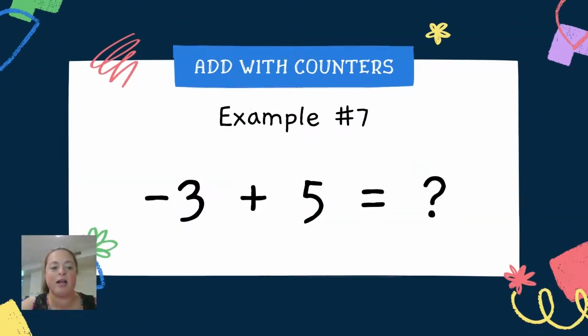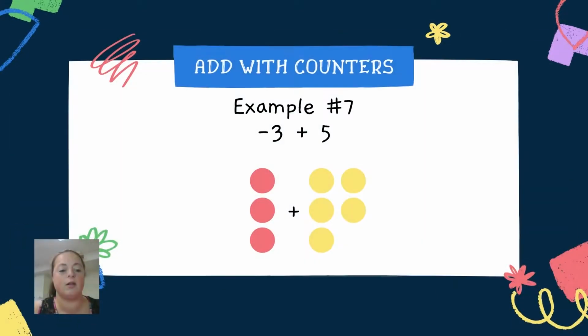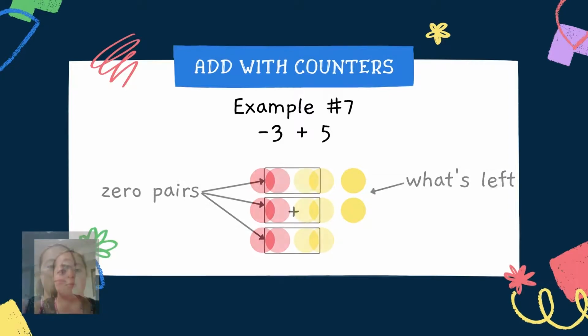In example 7, negative 3 plus 5, we have two numbers that have different signs. One sign is negative and one sign is positive. Let's see what happens. 3 red counters are used to represent negative 3, and 5 yellow counters are used to represent positive 5. We can't actually combine these to make 8 because it would be like adding apples and bananas together. They're not the same thing. They're not the same unit. So let's look at what we have to do.